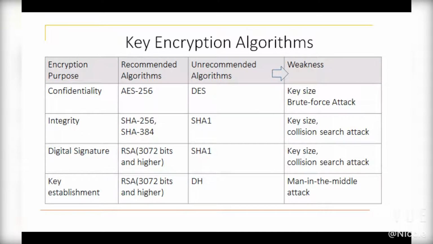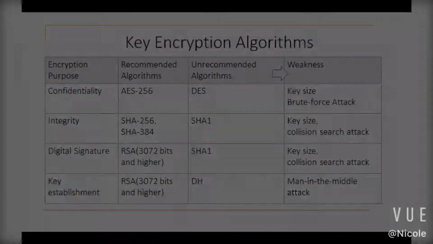Next, the digital signature algorithm. RSA with key sets of 3072 bits or longer is recommended, and SHA-1 is also considered outdated for the same reason. The last algorithm is the key establishment algorithm. We also use the RSA algorithm here, and the unrecommended one is DH, known as Diffie-Hellman, because of its vulnerability to man-in-the-middle attacks.